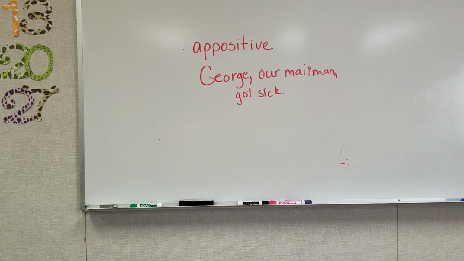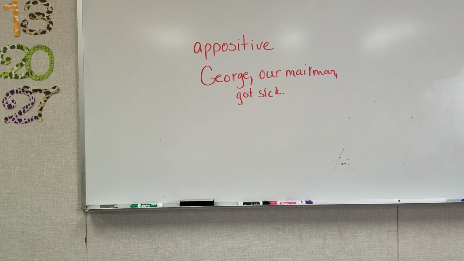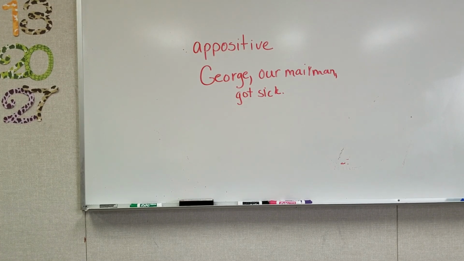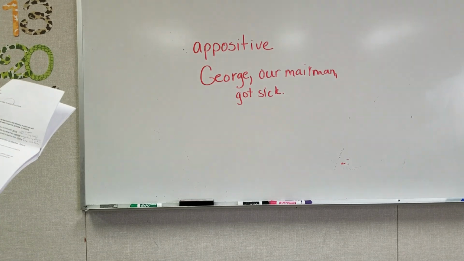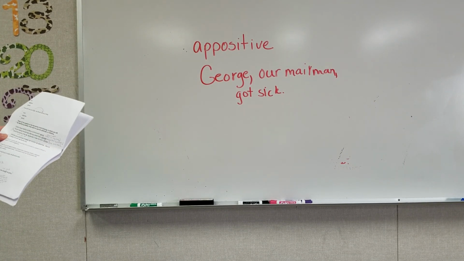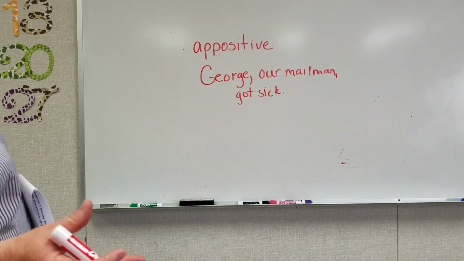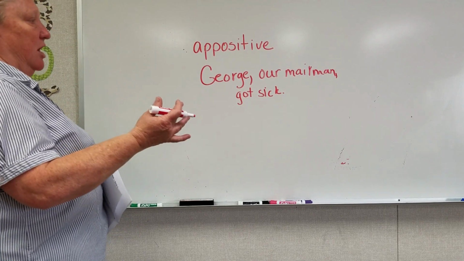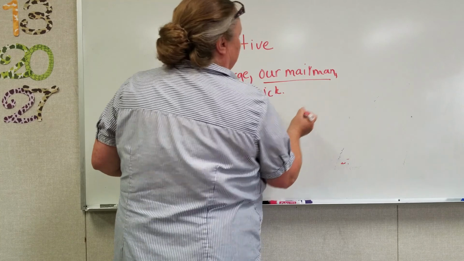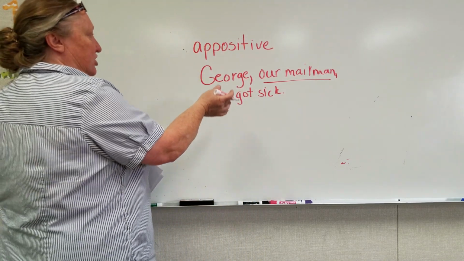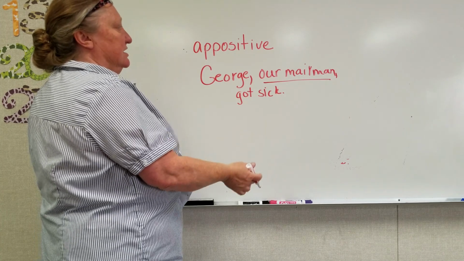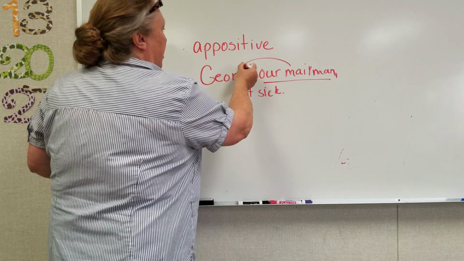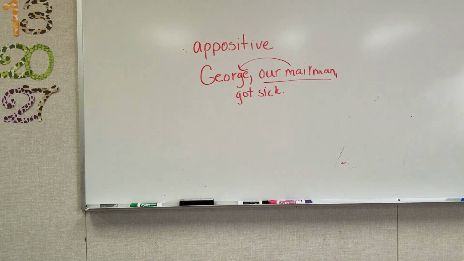Okay, so we have an appositive here. On your study sheet, it just gives the definition of what an appositive is. A noun or pronoun that follows another noun or pronoun in a sentence to identify or explain it is called an appositive. You'll have to know that definition. I just put an example up here. George, our mailman, got sick. This is an example of an appositive. It's just more information. It's not a clause. It's an appositive phrase. It just tells about the noun or pronoun that is in front of it. You'll need to know that definition. It's probably a fill in the blank.